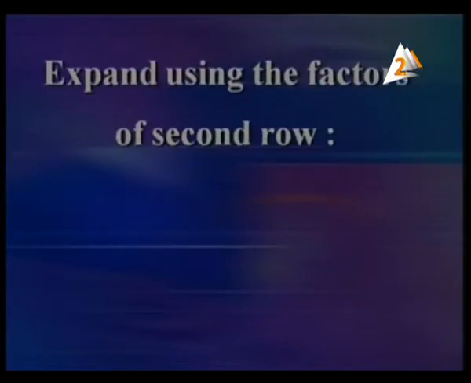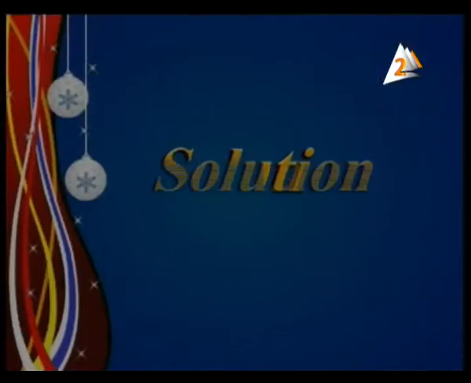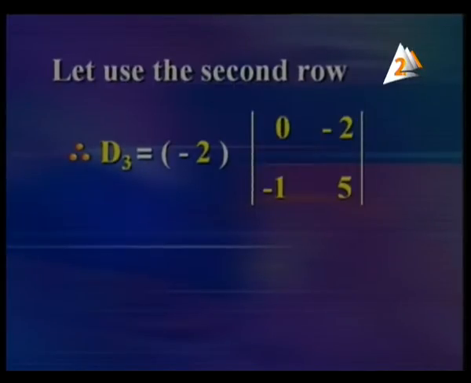Example. Expand using the cofactors of the second row. D3 equals the determinant 1, 0, negative 2, negative 2, 4, 3, 3, negative 1, 5. Solution. Let us use the second row, starting from negative 2. Multiply by its cofactor. What is the cofactor of negative 2? 0, negative 2, negative 1, 5. Plus 4, the second element.